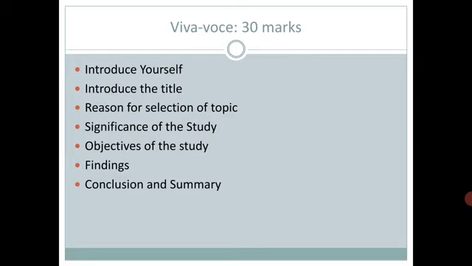Yes, the viva voce. This is also part of your paper number 3. The weightage given to the case study is 30 marks. The project report is for 40 marks, and the viva voce, that is the oral based on the project report, is for 30 marks.